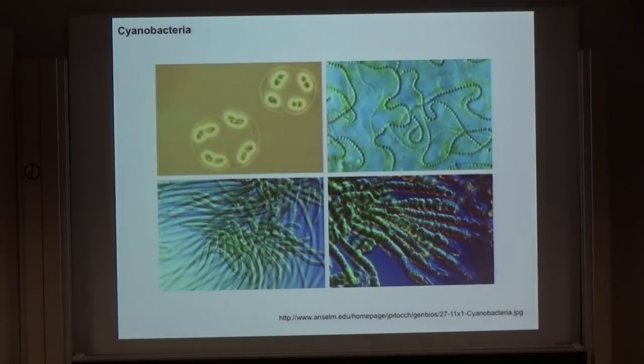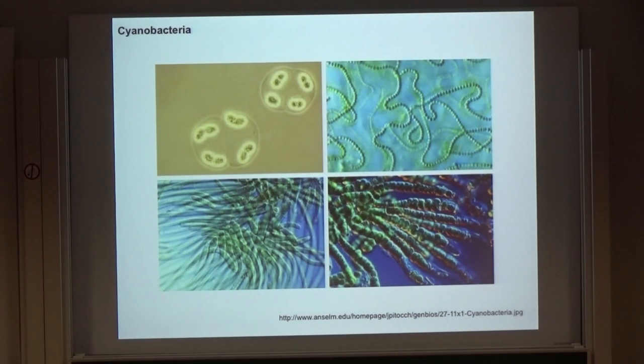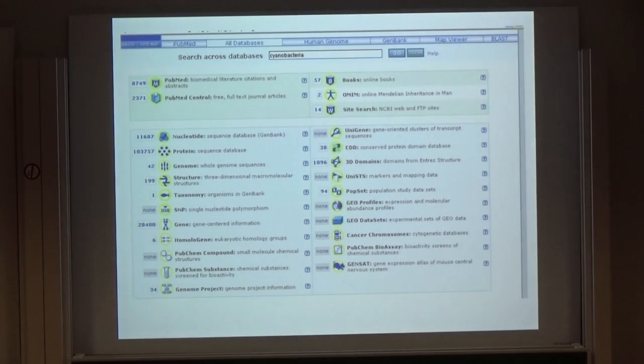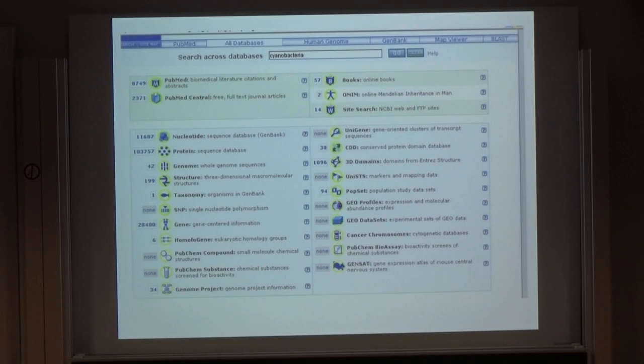For fun, I entered a search for a rather obscure organism called cyanobacteria into the main NCBI search page. Cyanobacteria are blue-green algae, basically ocean scum. There are 42 sequenced genomes, 1,000 3D domains, that's protein folding solutions, and almost 9,000 papers just on ocean scum.